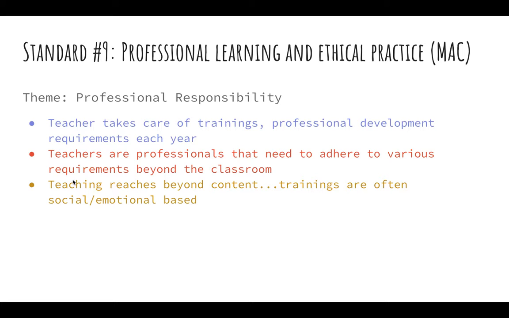The three different colors represent, in order, the performance, the essential knowledge, and the critical disposition. So the performance: what would we see the teacher doing to meet this standard? The teacher is going to engage in and complete all necessary trainings, as well as any professional development learnings that are required of them throughout the school year.